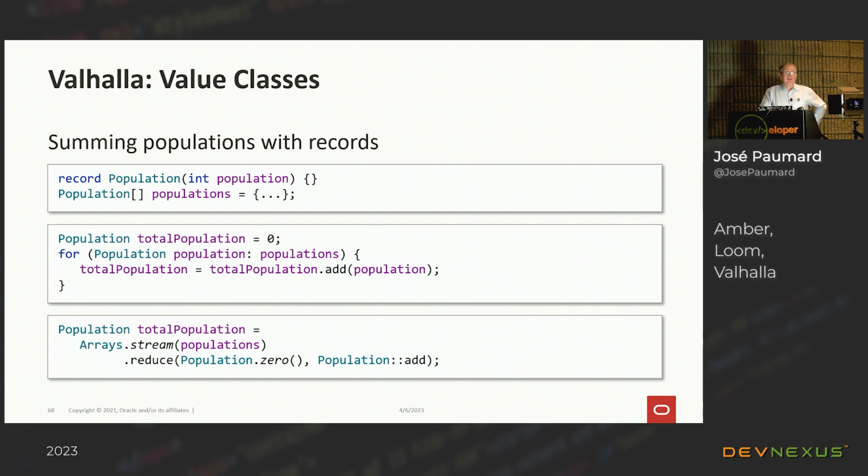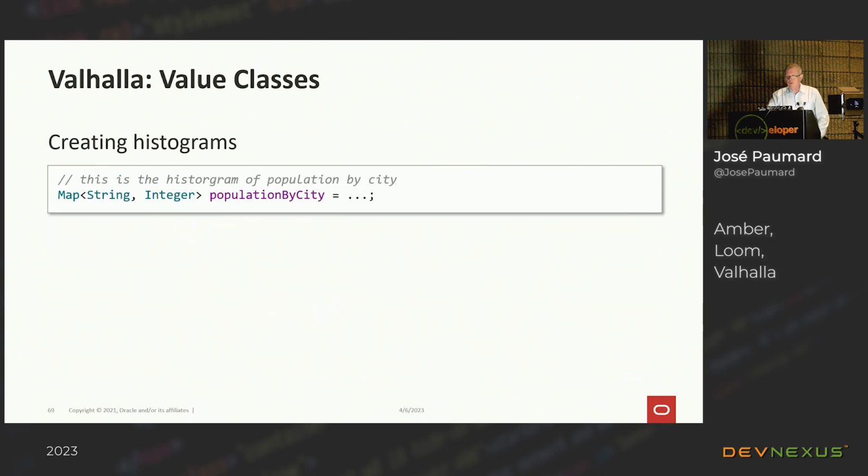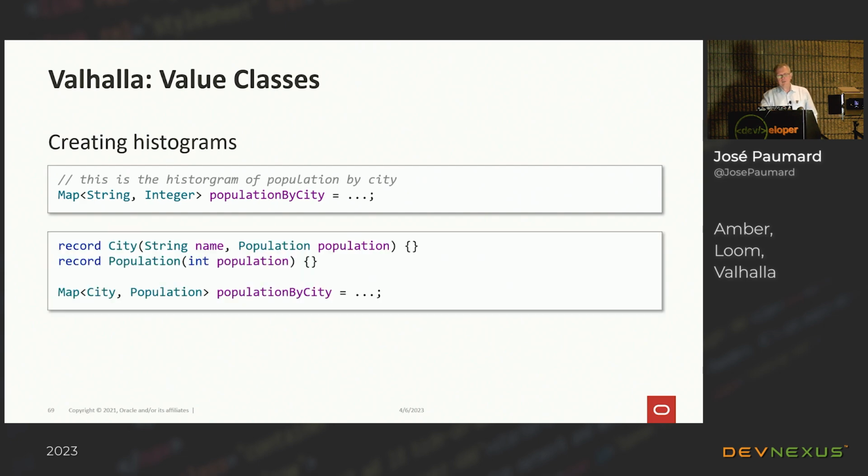Writing things in that way brings more readability to your code, because now you're not manipulating ints that are supposed to be population, and you put that in a comment. You are really manipulating population objects. But it's the same for creating histograms, for instance. That's a histogram of population by cities. Bad luck, it's string and integers. What you really would like to have is this kind of thing: a city, a population object, and a map of city to population. And you don't do that because, of course, the performances will not be the same.